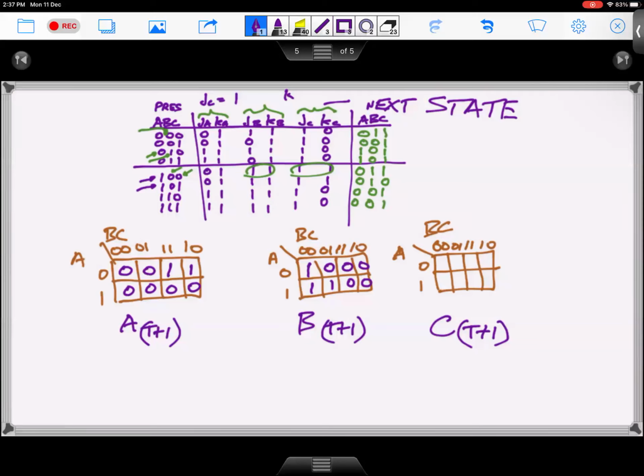So on the C, t plus 1, we have a 1 on the 0, a 1 on the 1, the 2 and the 3. And we also have a 1 on the 4 and the 6 and 7. So there's only 1 zero right there in that little spot. So now we're done with that part of it.